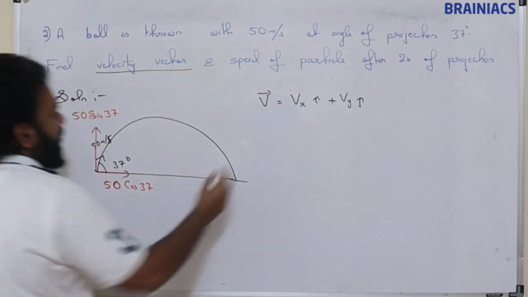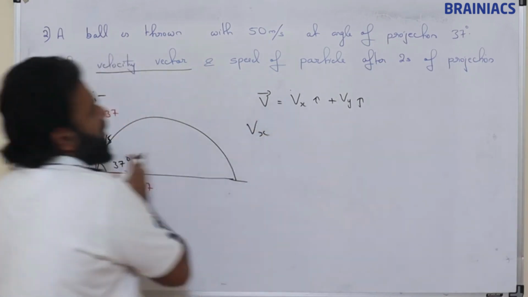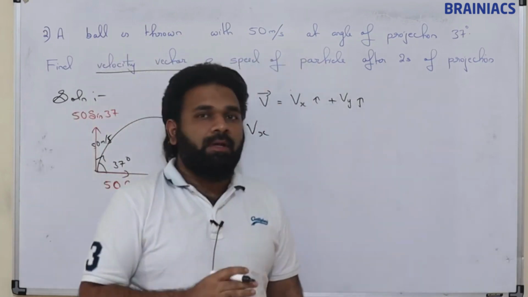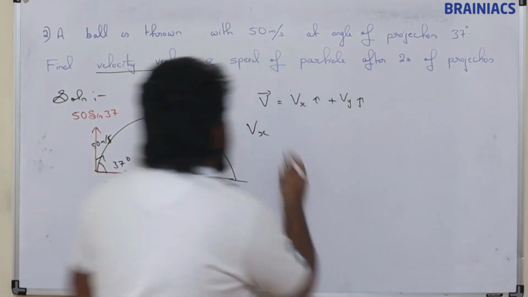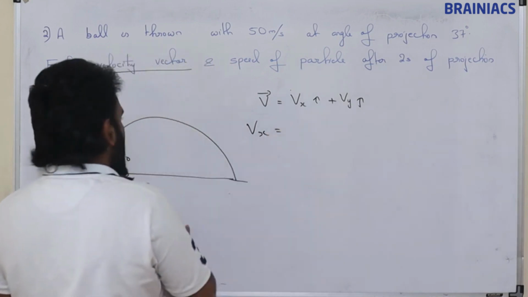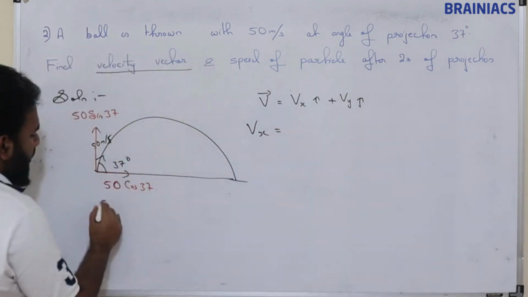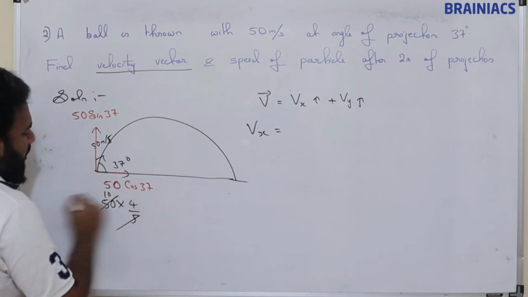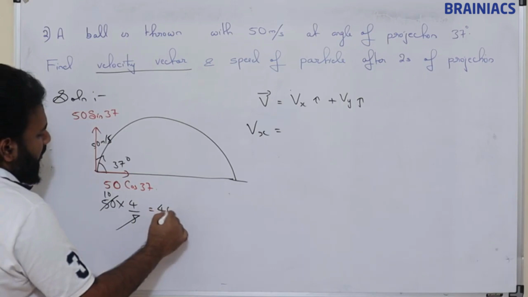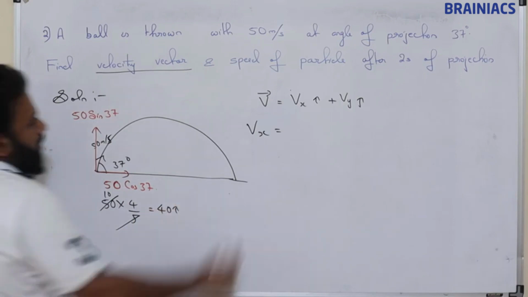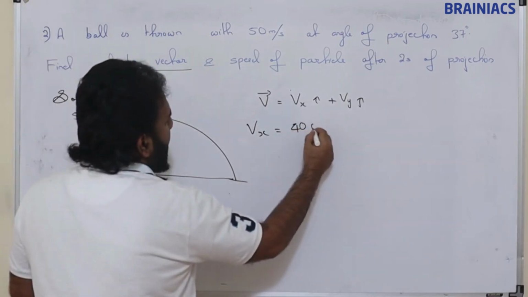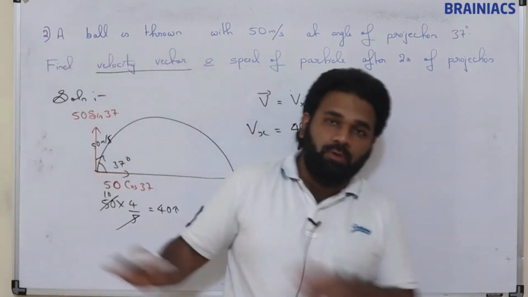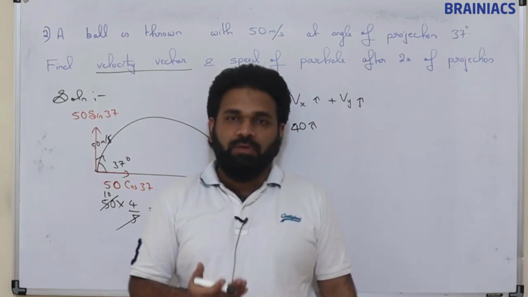Okay, so there is no force, no acceleration in the horizontal direction. So we can very well write that Vx is always constant. So this is 50 into 4 by 5, which is going to be 40i. So 40i is the horizontal component of velocity throughout. It will not change, it is constant.